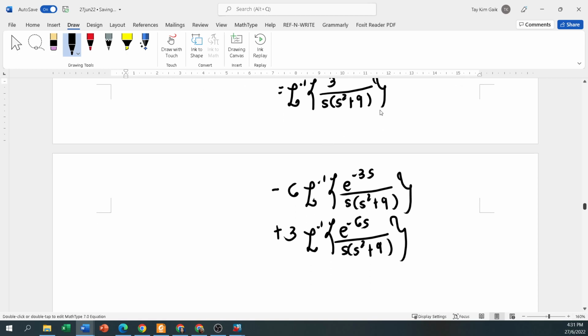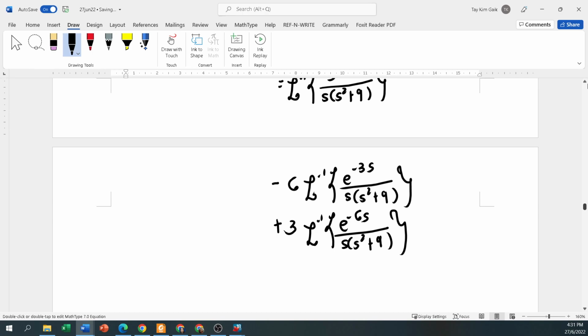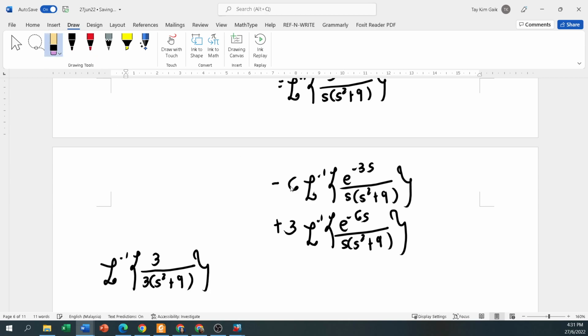So for the first term, we can solve it using the transform of integral. The inverse Laplace of 3 over s, 3 over s squared plus 9. I can solve it one time.